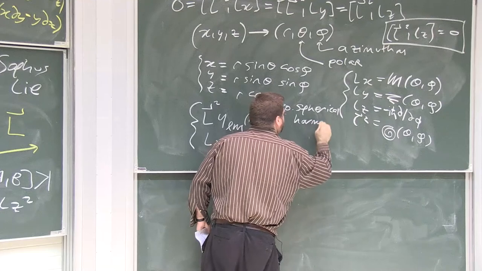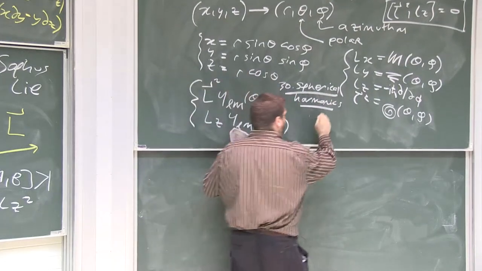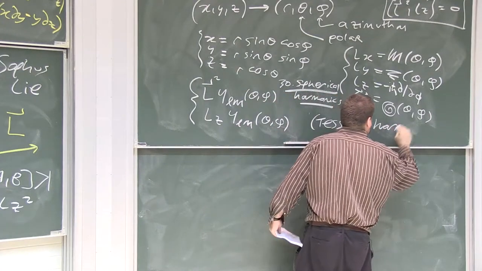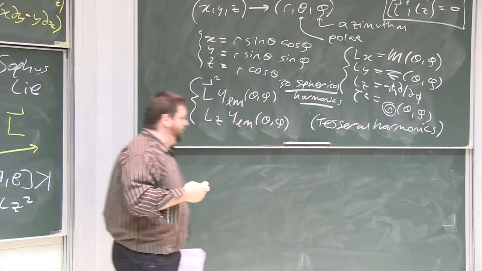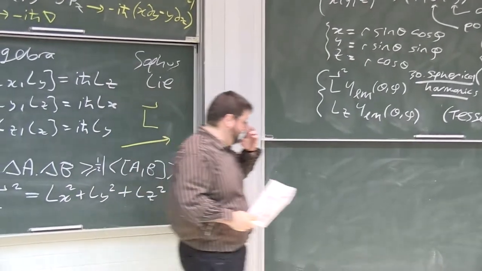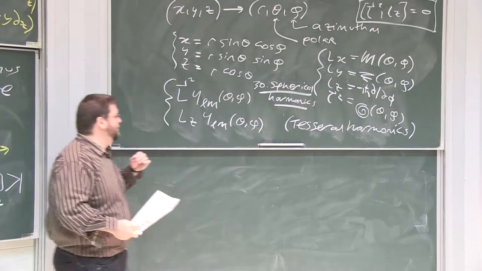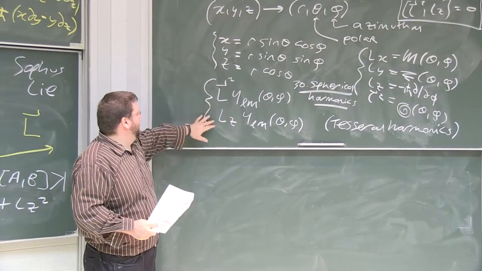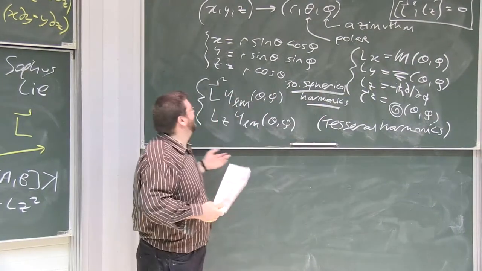In the older literature, these things are also called tesseral harmonics. I also warn you that there are many different definitions of these objects, all of which are proportional to each other or related by linear transformations. Again, no consistency in the literature. We want these things to be simultaneous eigenfunctions of L squared and Lz. And I've just taken the space I needed to write down my equations.